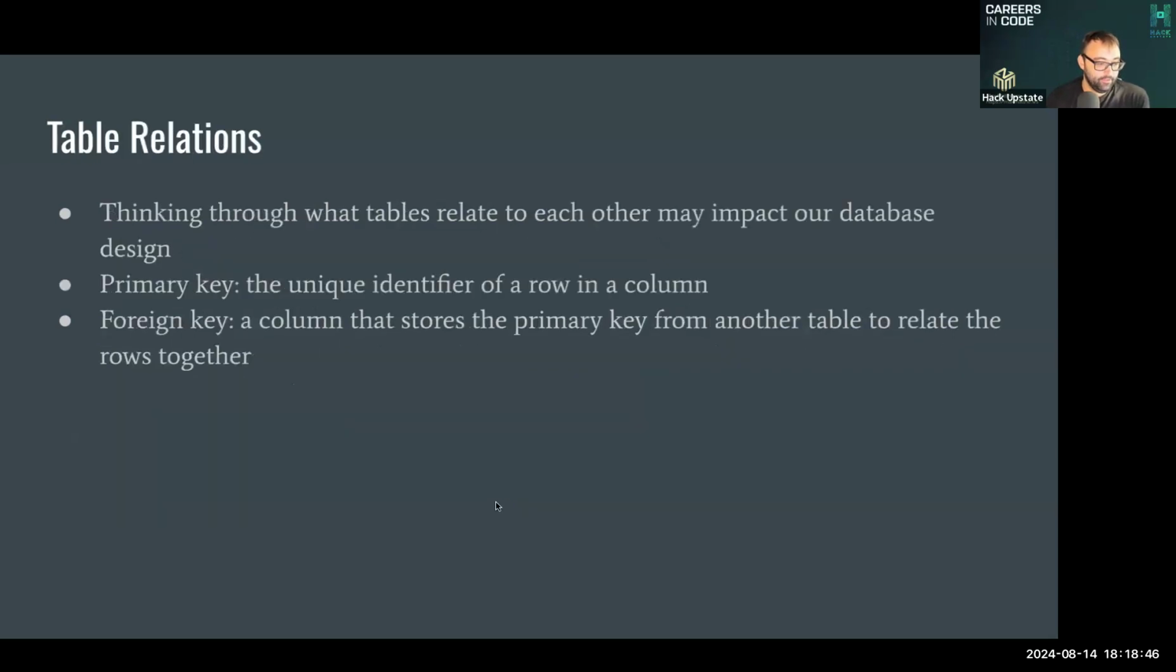Okay, that's everything for there. Table relations. Thinking through what tables relate to each other may impact our database design, right? So the primary key is what we just talked about. That's the ID. Put one in every table, set it to auto increment, you're good to go. The foreign key is just a column that stores the primary key from another table to relate the rows together, right?